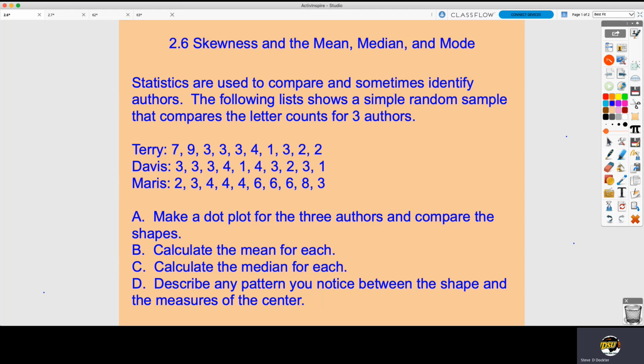All right, ladies and gentlemen. So what we have here is some data sets for 3 separate people. We're going to be able to compare the different data sets, answering those questions down below, which is what we're going to do on the next page.